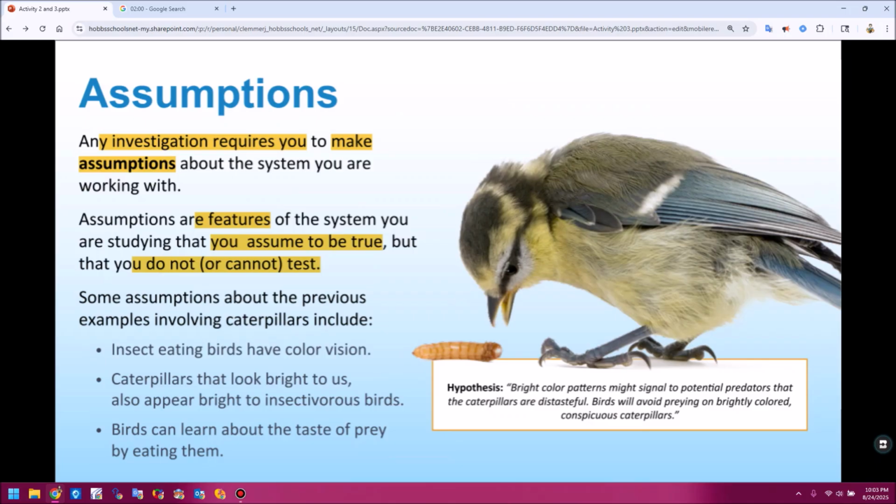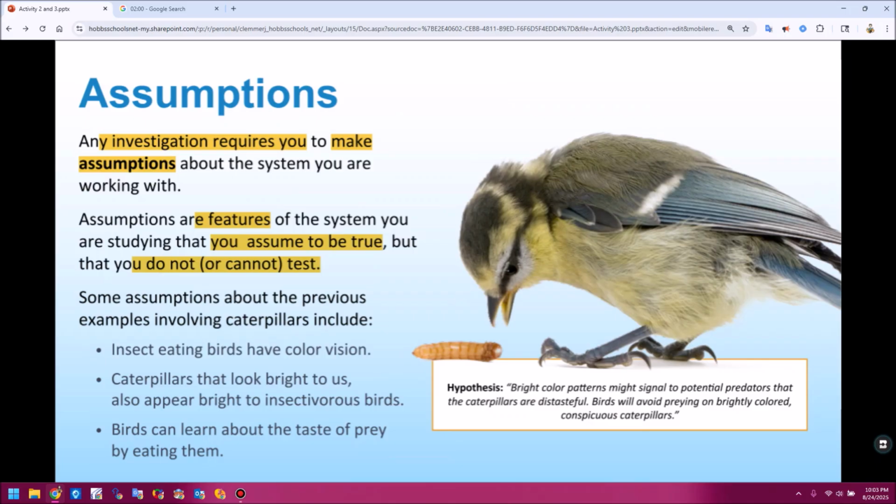Anyway, assumptions are features of the system you're studying that you assume to be true, but you do not or cannot test. Okay. So let's say that we assume the soil in every pot has the same nutrients. A hypothesis would be an educated guess that we could test. We could test all the soil, but we could assume that all the soil is the same in every pot.